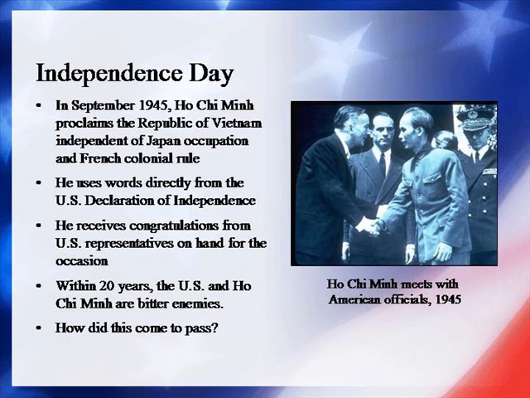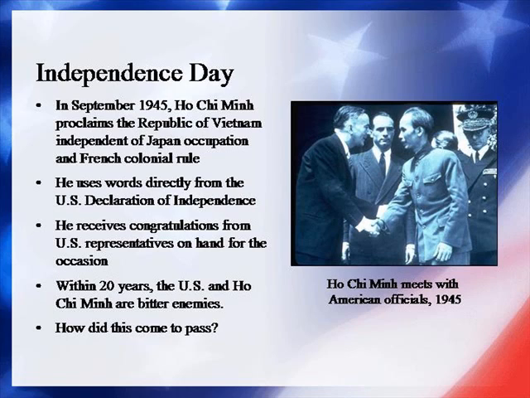In September of 1945, after the Americans and the Allies beat the Japanese, the Japanese left Vietnam. Prior to the Japanese taking over Vietnam, the French had controlled Vietnam as a colonial power. But now, the nationalist leader of Vietnam, Ho Chi Minh, felt that he had an opportunity to have his country become independent. And he wanted to do that based on the United States doctrine. He used words as he spoke about his new country directly from the U.S. independence documents. And he was congratulated by the U.S. representatives who were on hand for the occasion of him talking about the independence of his country.